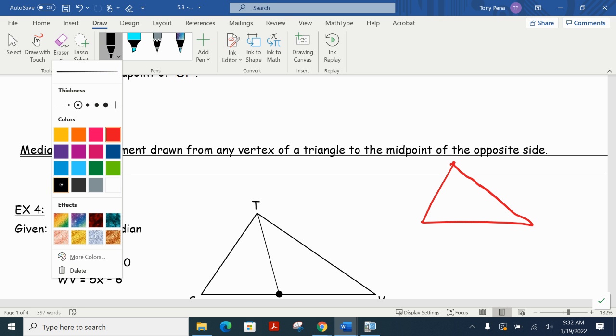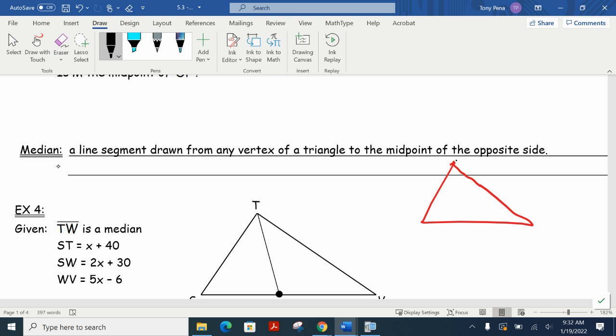So if I went to any of these vertices of this triangle and I took a segment and drew it to the midway point of the opposite side, this is what we called a median. So we dealt with that yesterday.